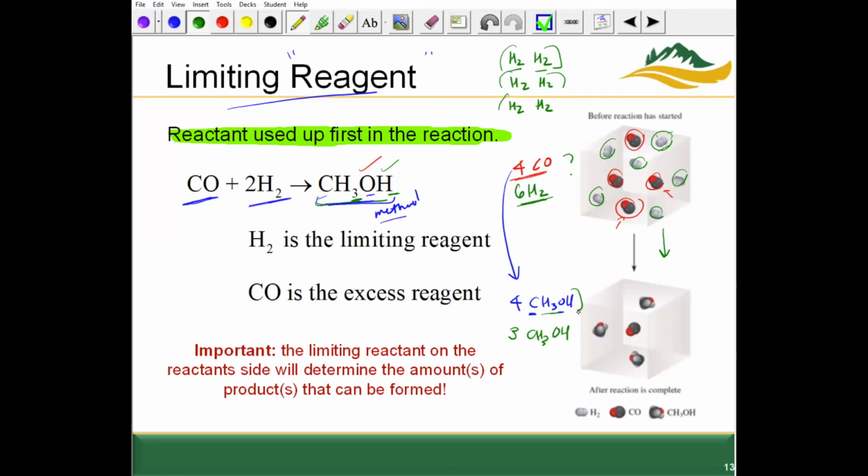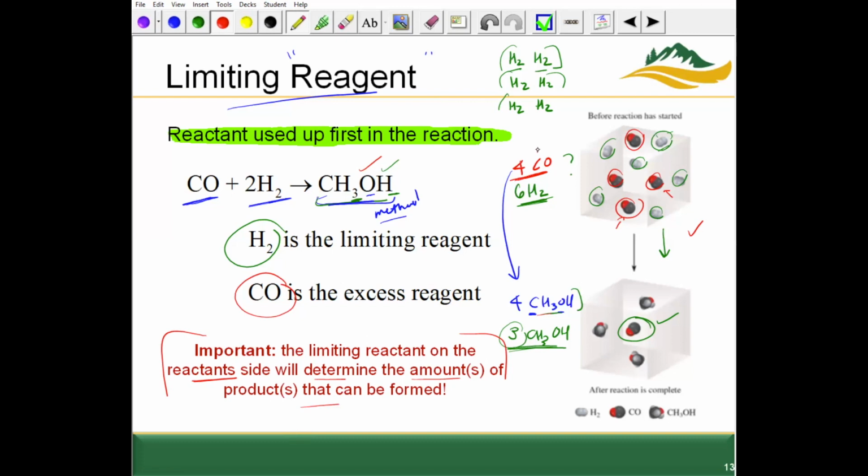So what can we say from this? H2 runs out first, and we have excess CO. So CO is in excess because we can take 4 of these and make 4 of the end product. But to take 6 H2, we can only make 3 of the end product. So we'll make 3 of the end product and be left over with 1 of these COs. So this is how we can visualize this idea of the limiting reactant or limiting reagent. Really importantly, the limiting reactant on the reactant side will dictate or determine the amount of products that can be formed on the product side.